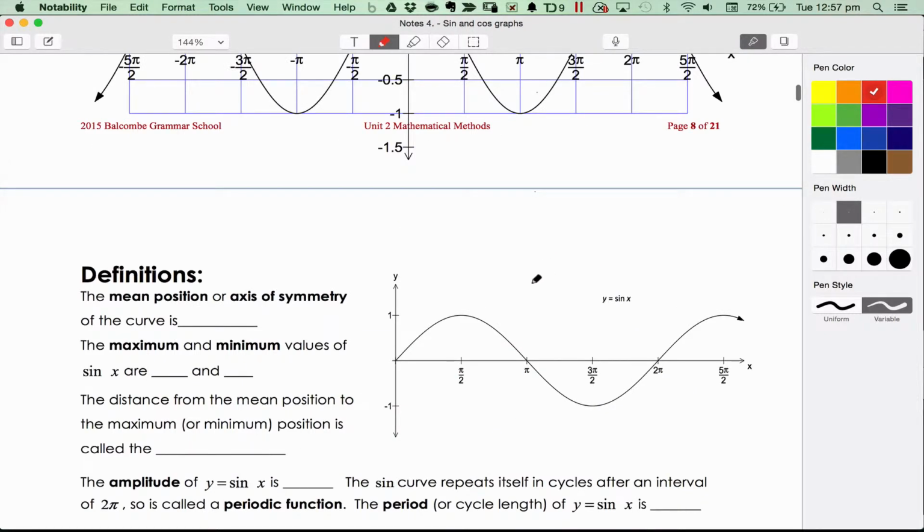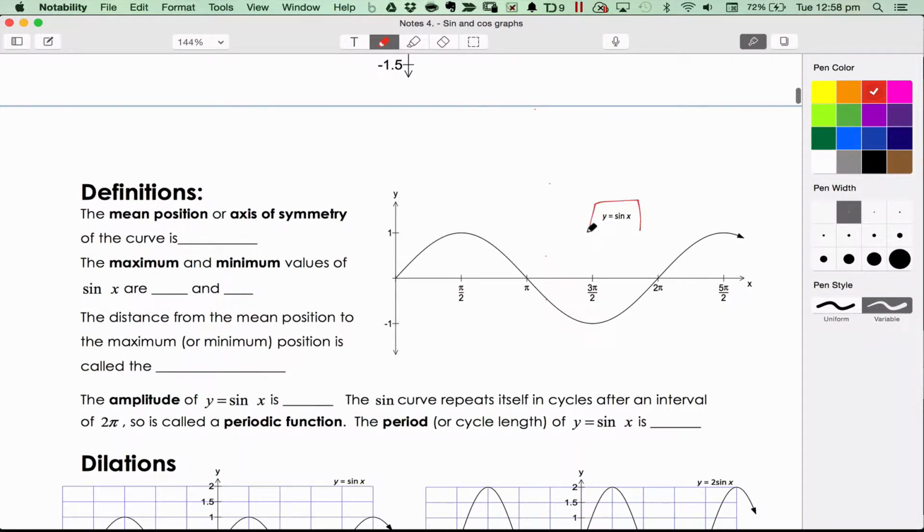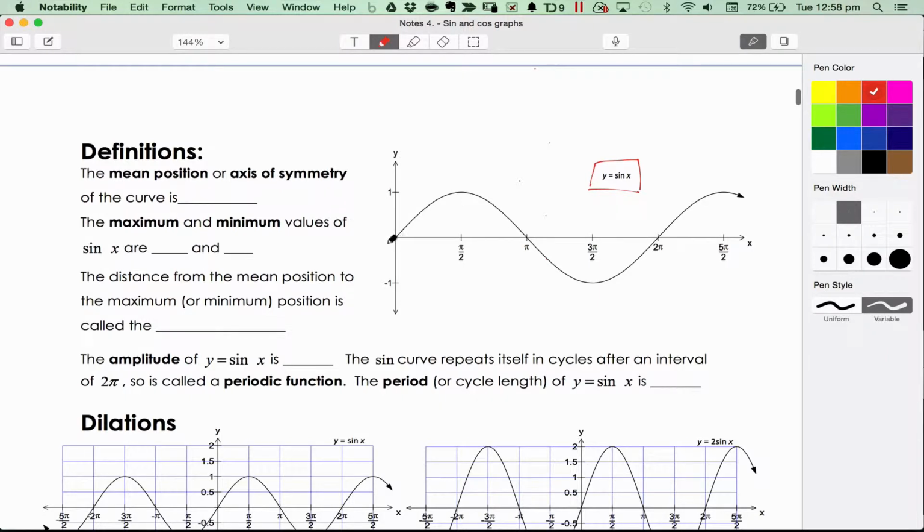Let's look at some definitions of some of the terms that we need to know. So what I've got copied out here for you again is a graph of y equals sine x. Starts at the origin and moves up and down and finishes here before it starts repeating itself again. Finishes at 2 pi, which was 360 degrees. The mean position, or the axis of symmetry of the curve, so you can see around this line, the x-axis, which is y equals 0, it's symmetrical and it's equal. It goes up 1 and then it goes down 1. So the mean position, or axis of symmetry, is y equals 0.